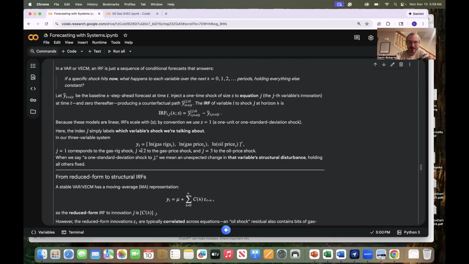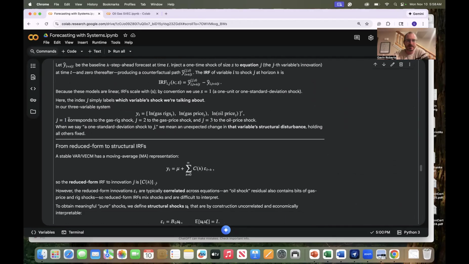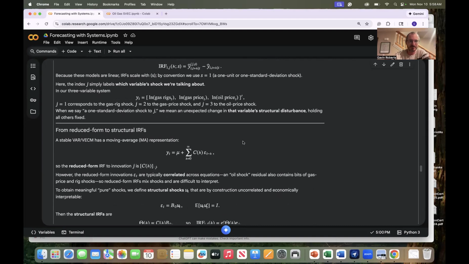Here's our 3 variable system. Y_t equals ln gas rigs, ln gas price, and ln oil price. So we might say J equals 1 corresponds to the gas rig shock, J equals 2 to the gas price shock, and J equals 3 to the oil price shock, because we're putting our variables in this order. So when we say a 1 standard deviation shock to J, we mean an unexpected change in that variable's structural disturbance, holding all others fixed.